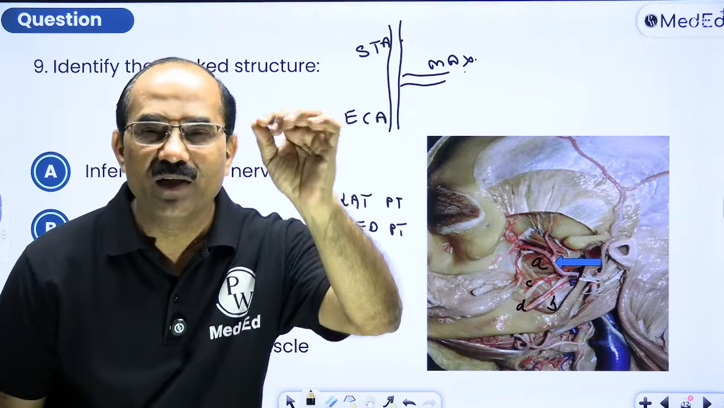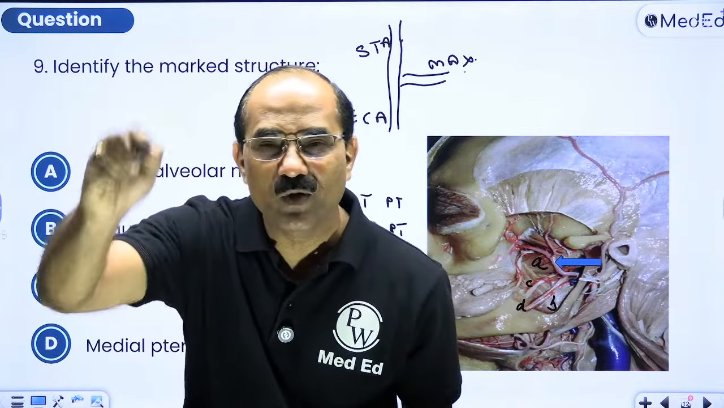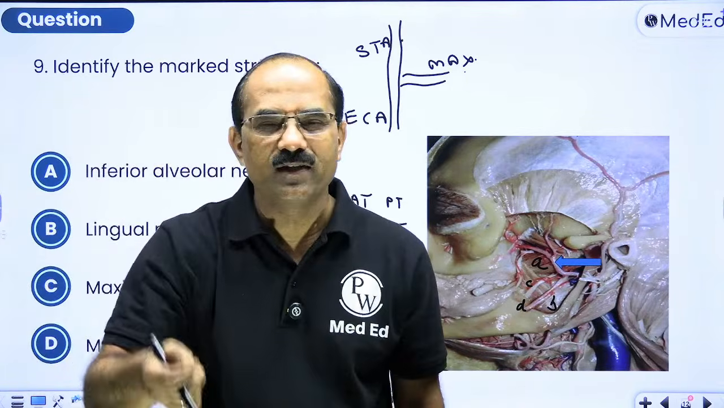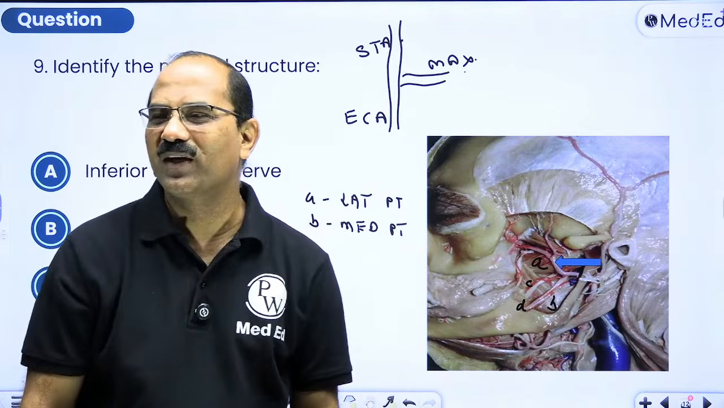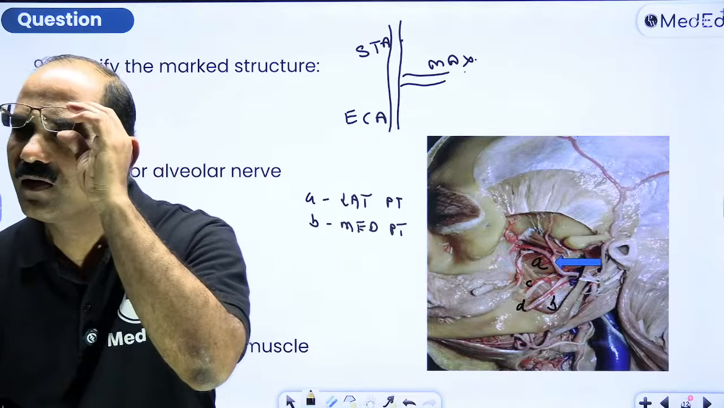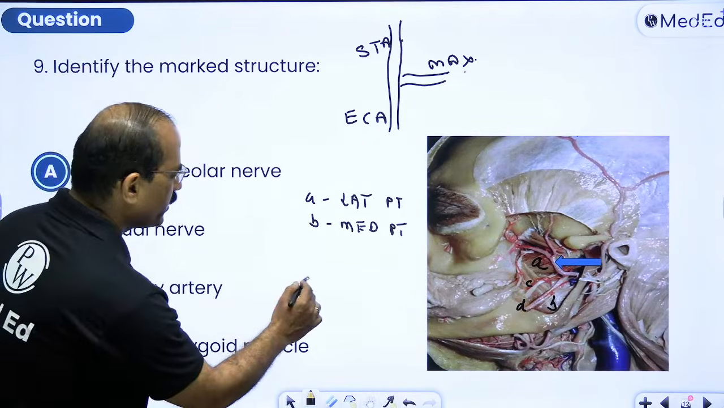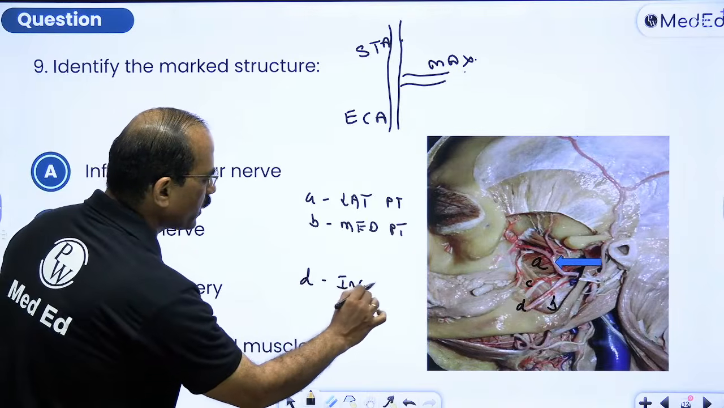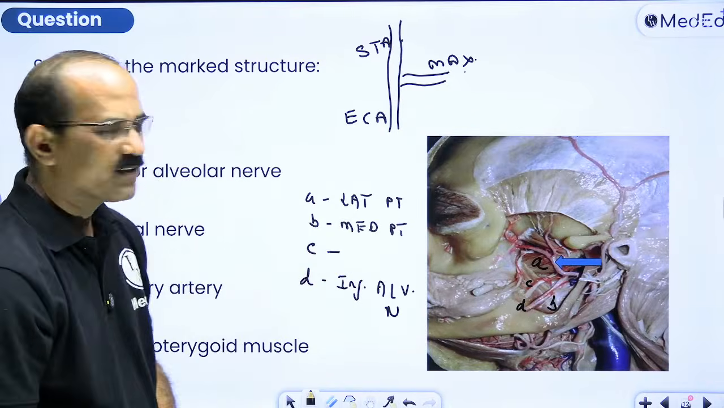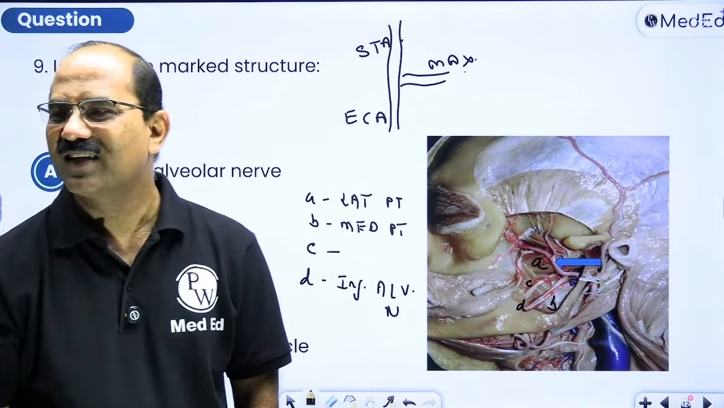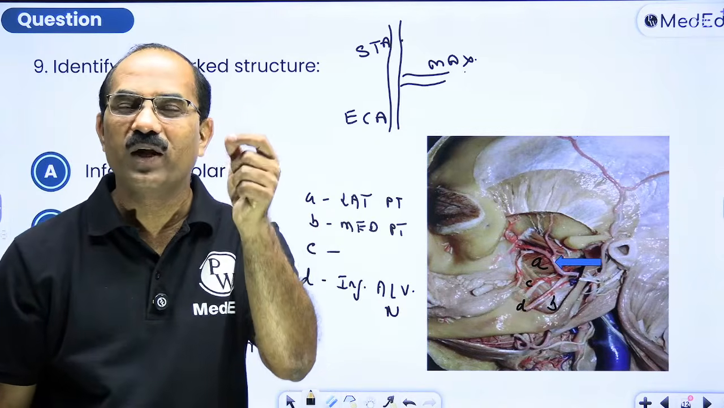Nerve related to the last molar tooth. Come on, take this from me. Nerve related to the last molar tooth. जब molar extraction करते हैं तो this nerve is injured and that is C. कौन है वो? D is inferior alveolar. C कौन है बोलो? C is the nerve which is injured during extraction of the last molar tooth.